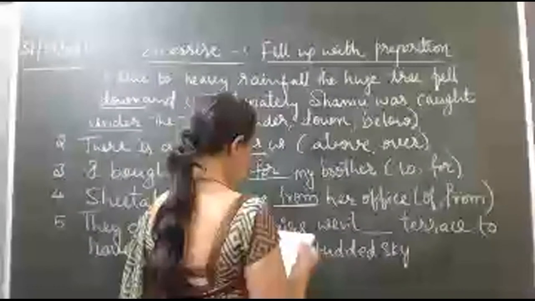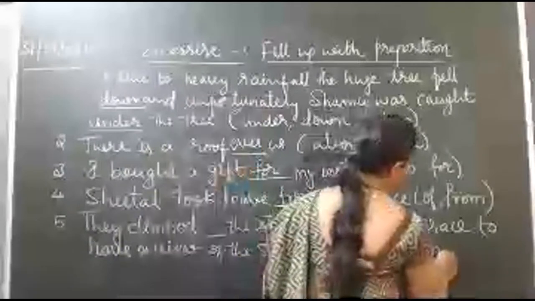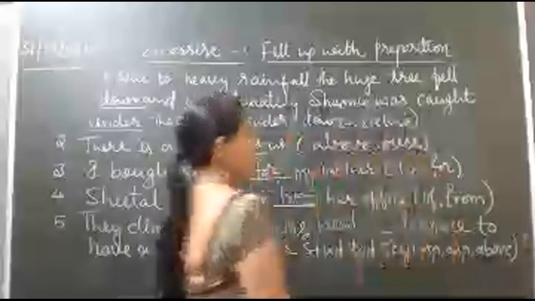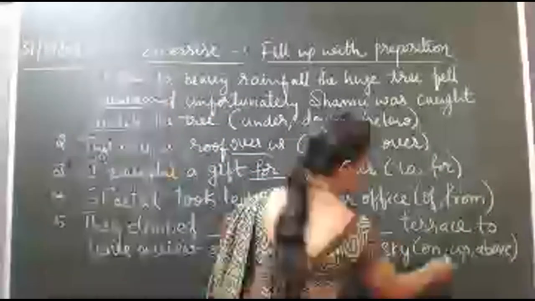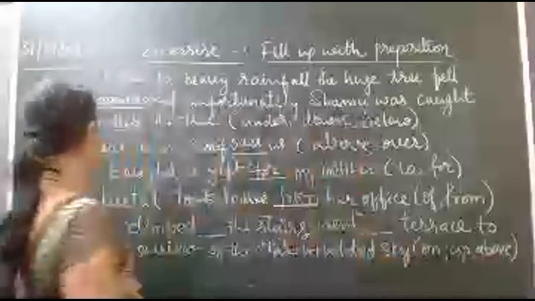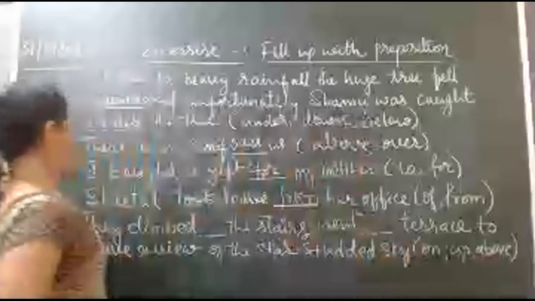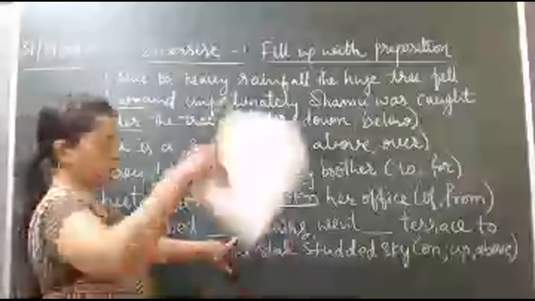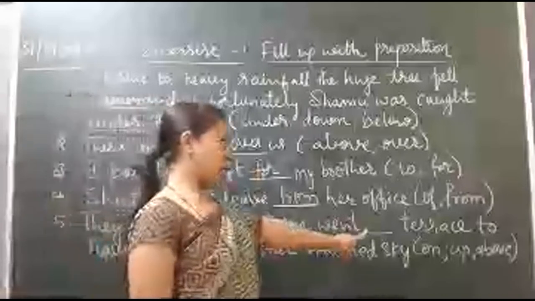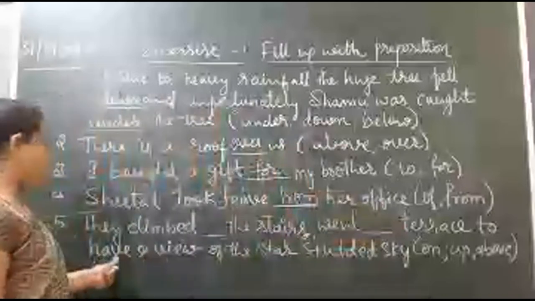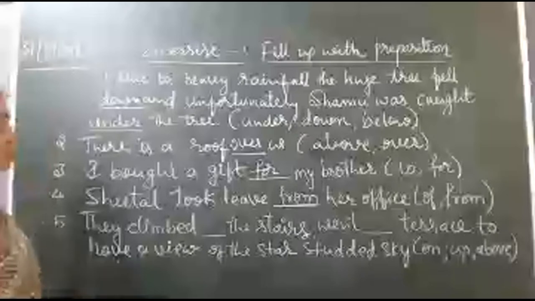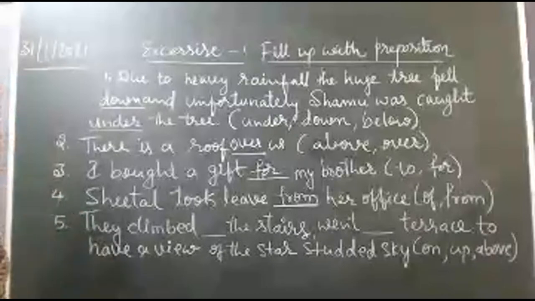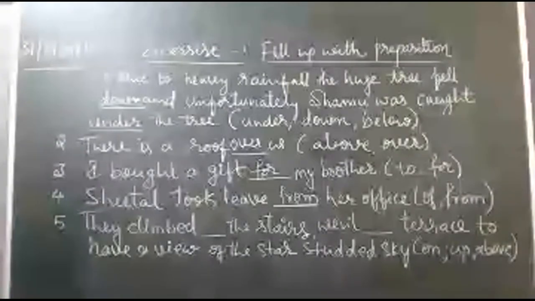The answer is on, up, above. You need to choose the appropriate answer from these three. They, plural, are many, a children, or it's a boy or a girl or combined. Climb dash the stairs, steps. Went dash terrace, upstairs they went to have a view. So here also you are showing the direction where the person or the individuals or the people are going. Star-studded sky, to look at that sky.